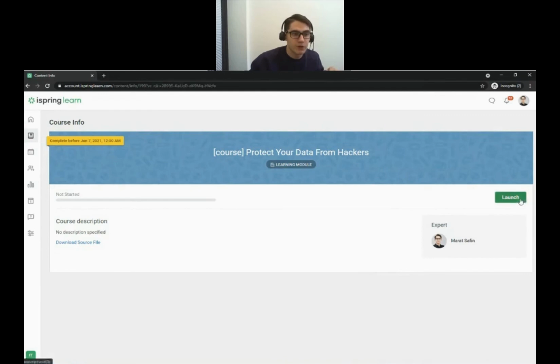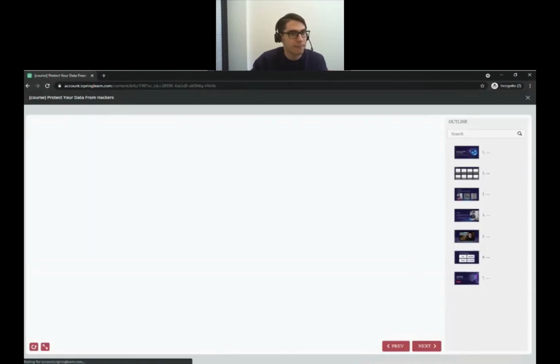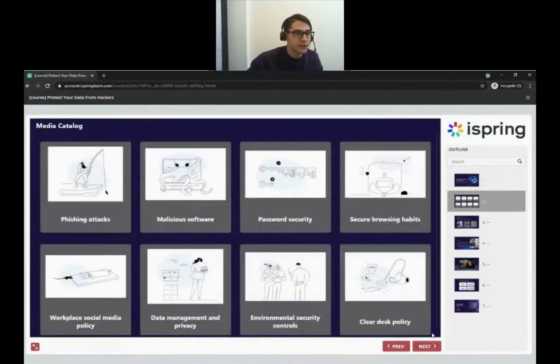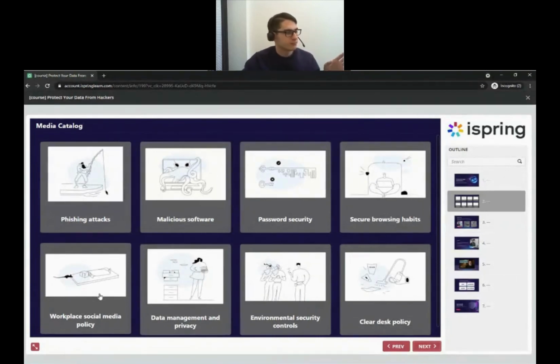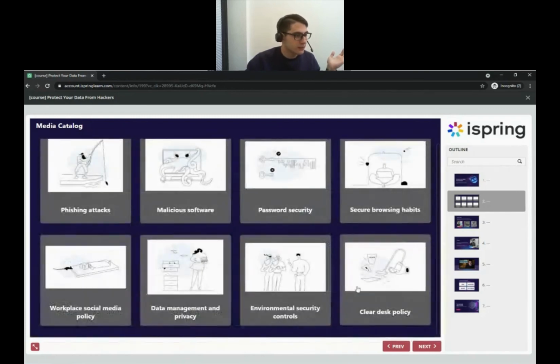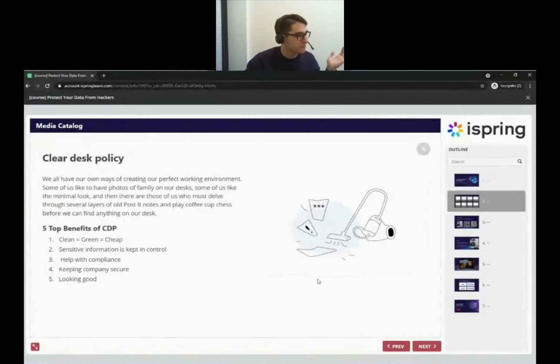Right, launch. You can see this interactive player at the bottom. So I can use that to navigate through the course. I can also use the outline. Let's go to the next slide. Here's a media catalog with all the topics that I shared with you a couple of minutes ago. I can click on any of them to learn more information. For instance, workplace social media policy. All right, I read that. Let's check out clear desk policy.